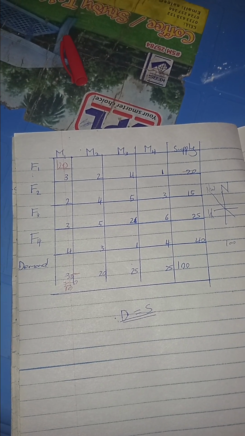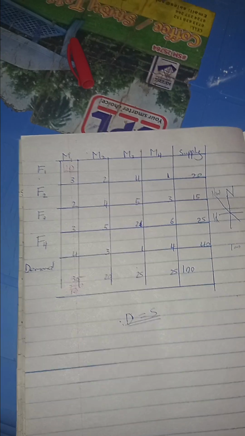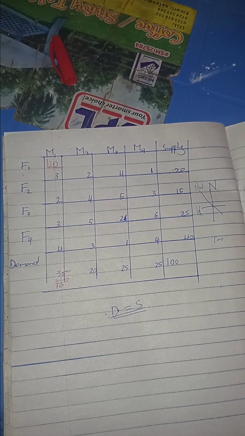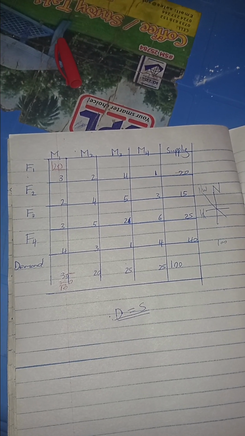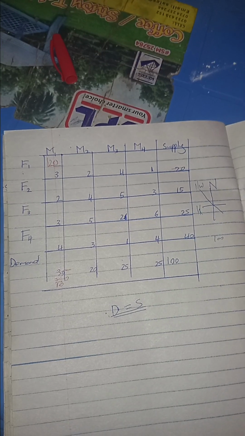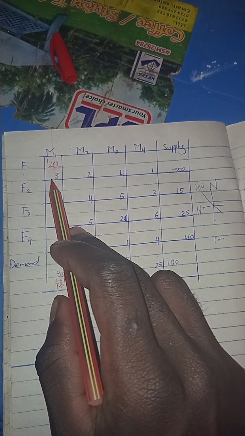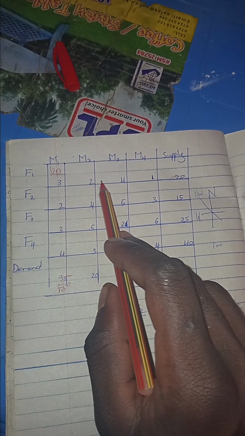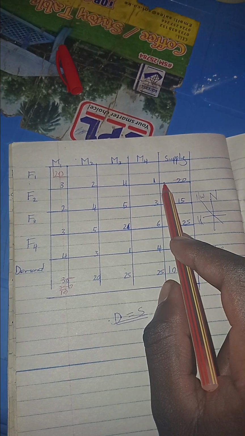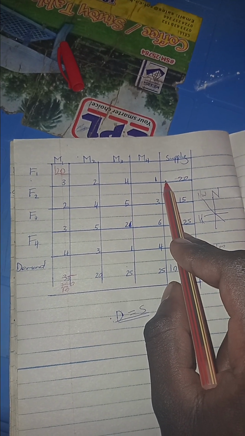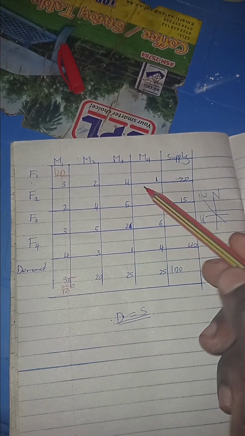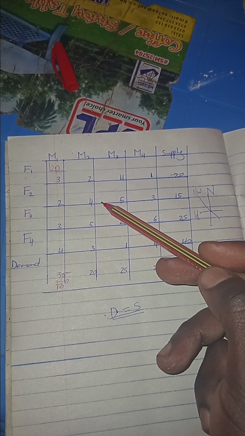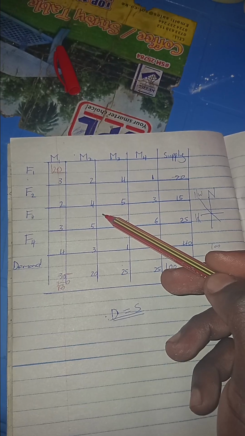Now, we move with the same method. We move to the second northwest corner, which is this one, machine 1 and factory 2. Remember that factory 1 and machine 1 have been used, and we have exhausted all the supply in factory 1. Then we move to the second one, that is factory 2 and machine 1.